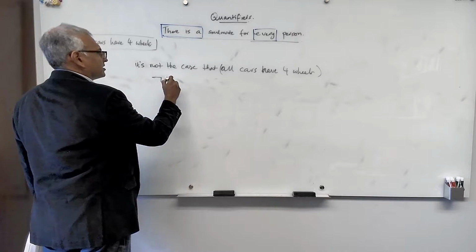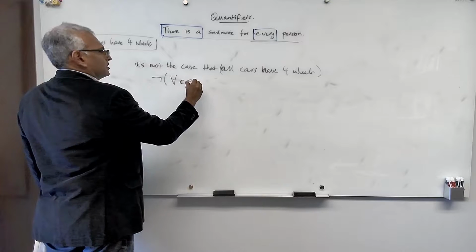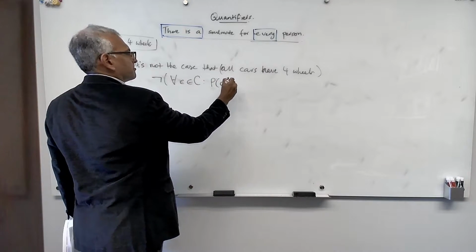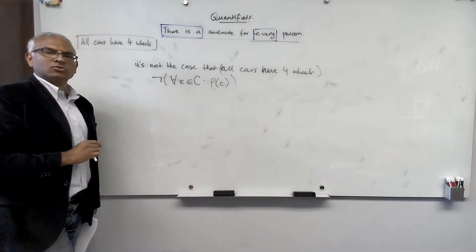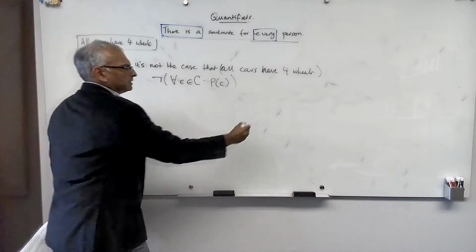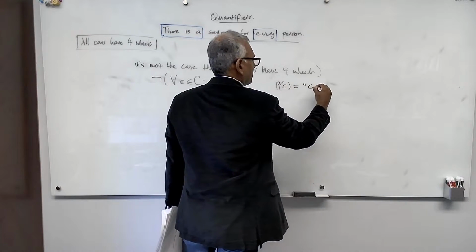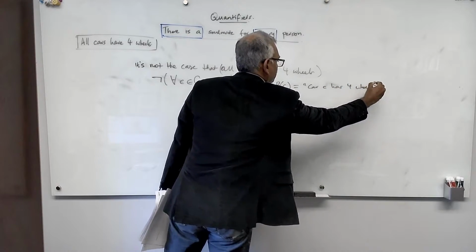It's not the case that for all cars in the set of cars, I can assert P of C, where P is the claim, car C has 4 wheels. So now let's think about this.